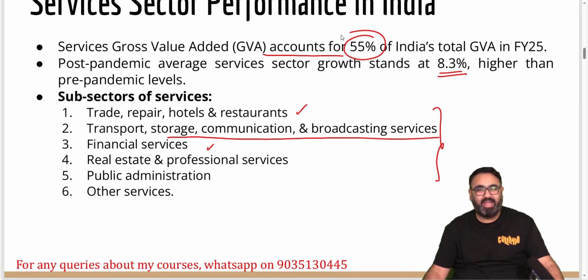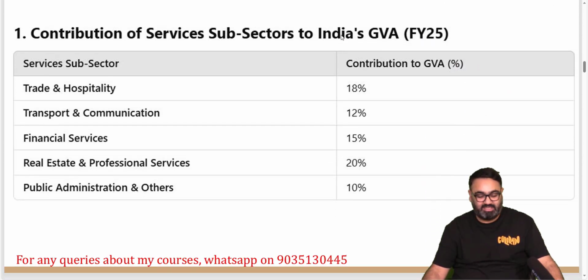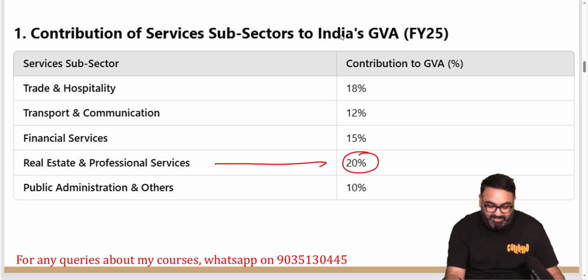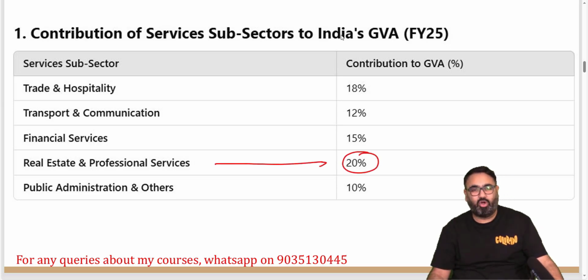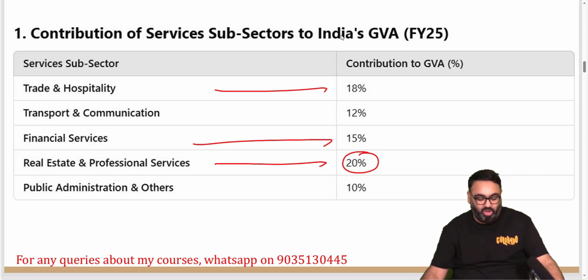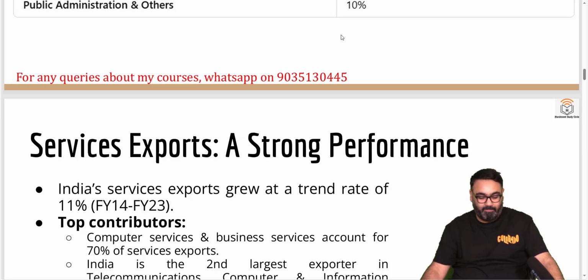So we have recovered completely from the shock that the pandemic gave us and the entire world, especially in the services sector. In terms of how the growth has been divided in the services sector, real estate and professional services saw 20% growth in terms of gross value added, 18% trade and hospitality, 15% financial services, and so on. All these are part of the services sector in the country.